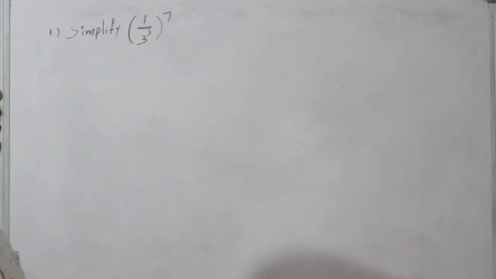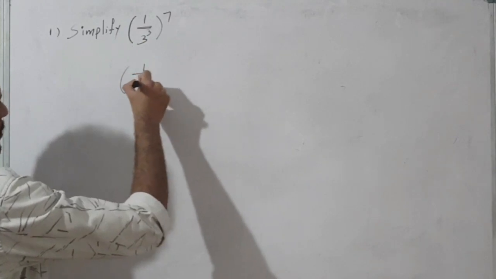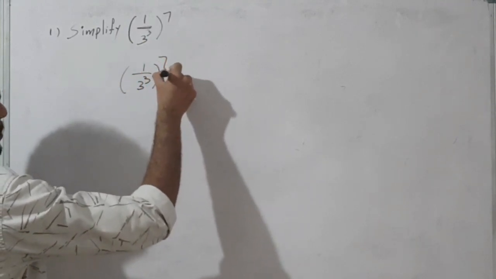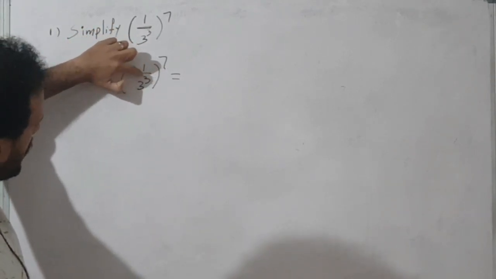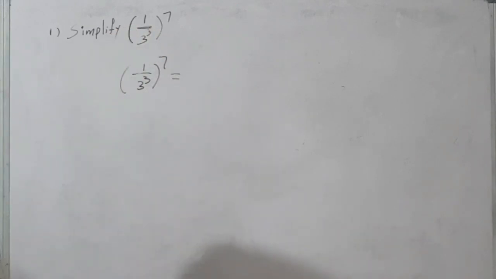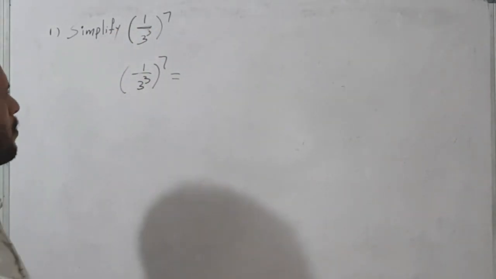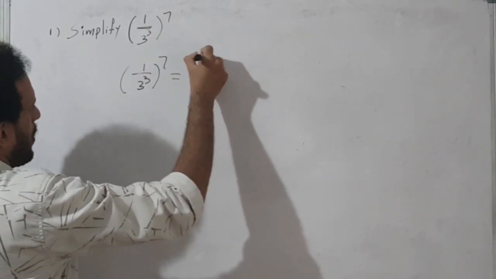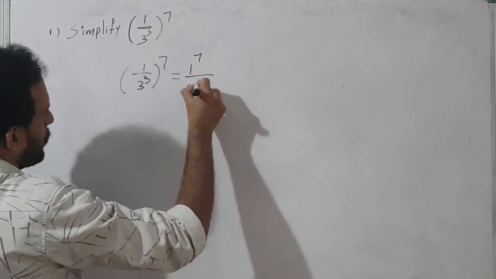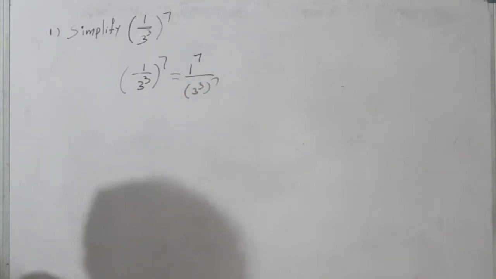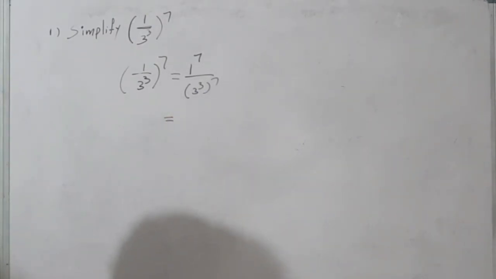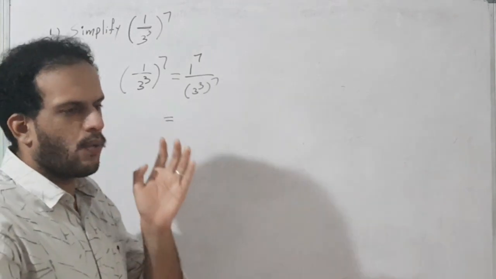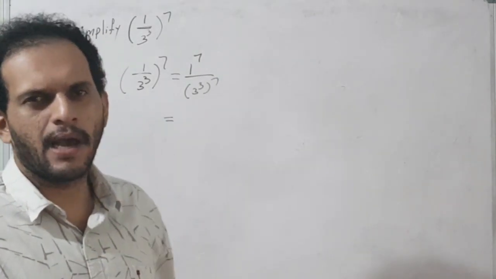Clear? Question is simplify 1 by 3 raised to 3 whole raised to 7. So we start: 1 by 3 raised to 3 whole raised to 7. This is the form a by b whole raised to m. What is a by b whole raised to m? A by b whole raised to m is equal to a raised to m by b raised to m. We know that what is 1 raised to 7? What is the meaning of 1 raised to 7? 1 into 1 into 1 into 1, how many times? 7 times we want to multiply.